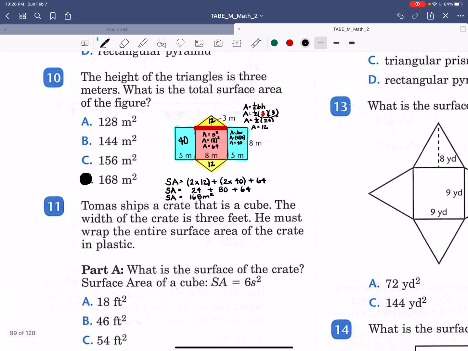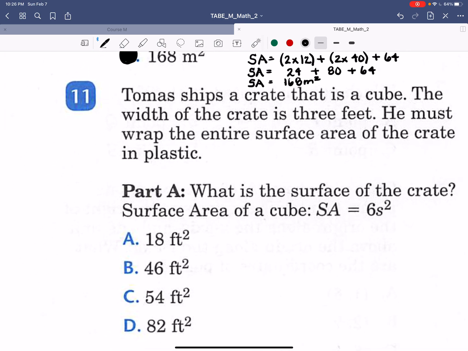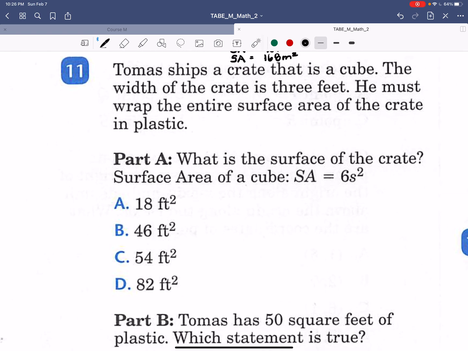Number 11. Thomas ships a crate that is a cube. The width of the crate is 3 feet. He must wrap the entire surface area of the crate in plastic. What is the surface area of the crate using this formula?